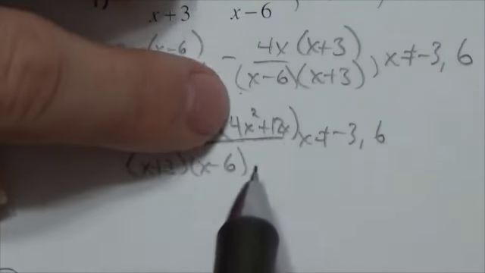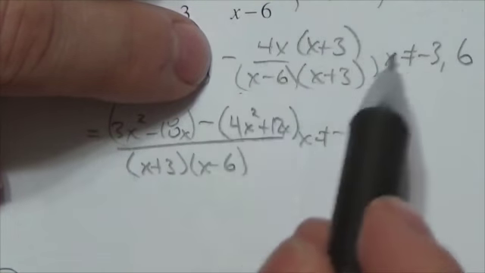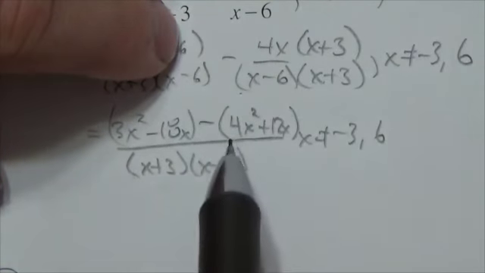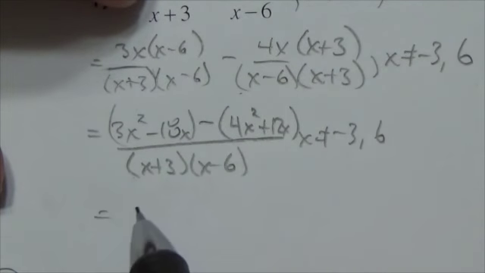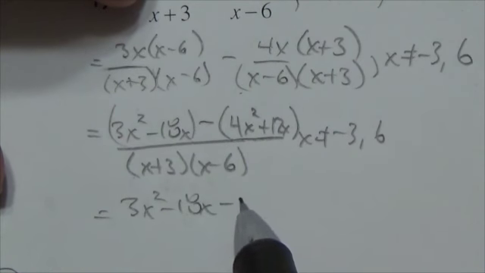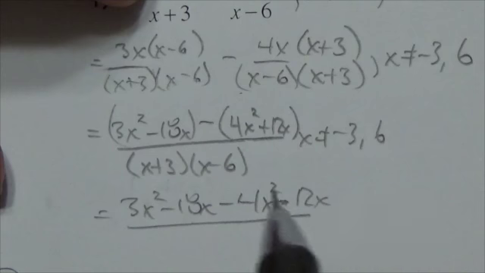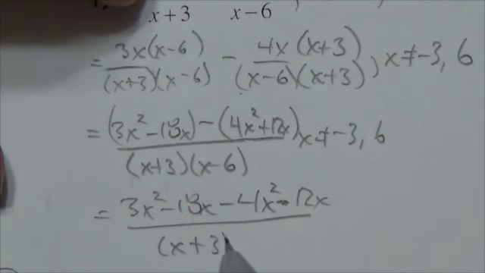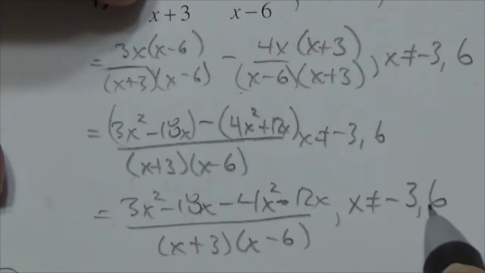Okay, all in brackets, because there's that negative sign in between, because I'm going to subtract this whole thing, not just the first part. I'm going to subtract the whole thing. And so now I'll distribute the negative through. This will become 3x squared minus 18x minus 4x squared, whoops, minus 12x all over x plus 3, x minus 6. Again, x can't equal negative 3 or 6.